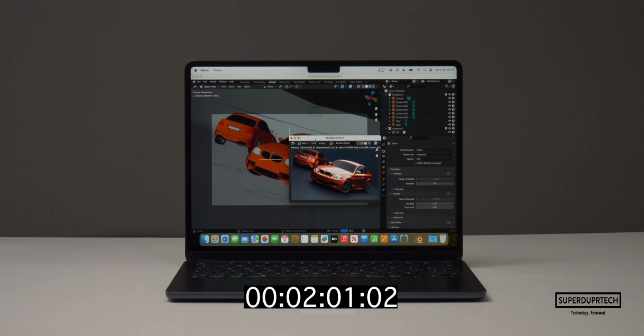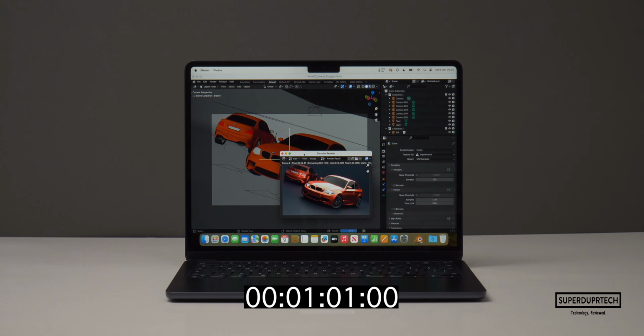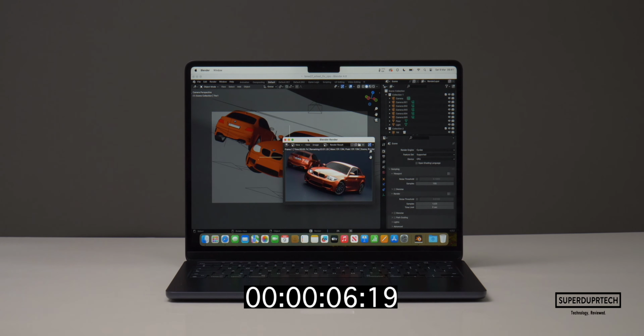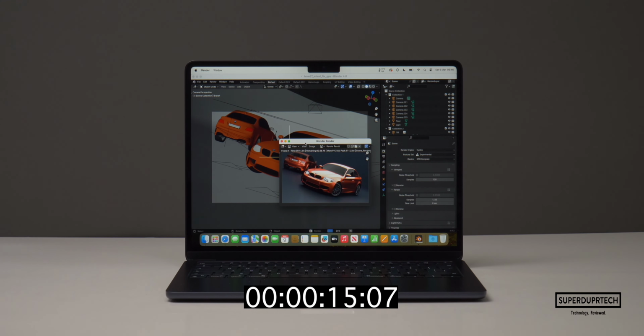So this time around I used the BMW scene, and when it came to rendering using the CPU, it took 5 minutes and 56 seconds to complete this, whereas when it came to using the GPU, it was much faster, taking 1 minute and 20 seconds. But once again, when using Blender 4.0, it took 4 minutes and 19 seconds to complete using the CPU, whereas when rendering the BMW scene through Blender 4.0 using the GPU, it did it much faster, taking 47 seconds.